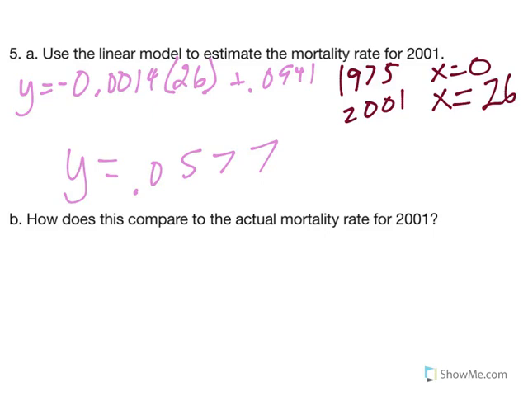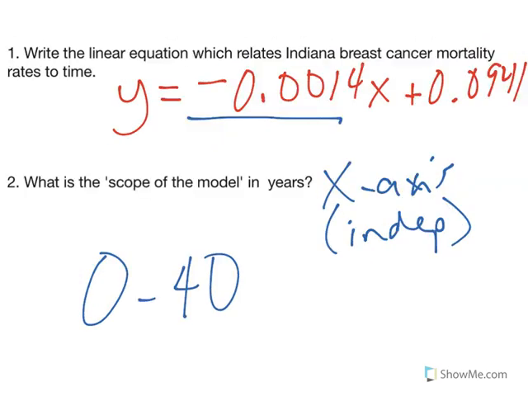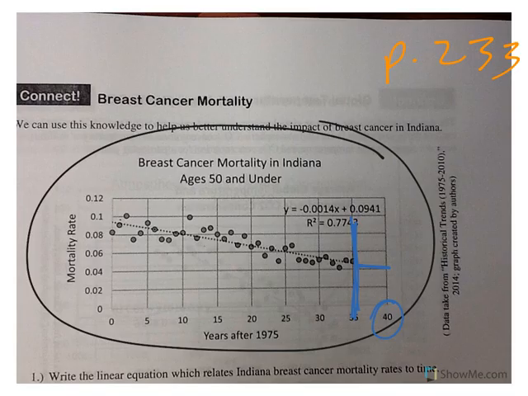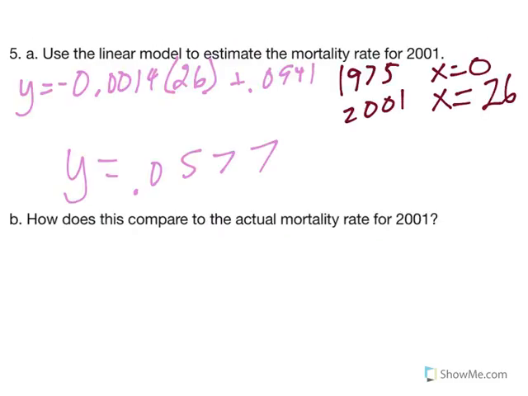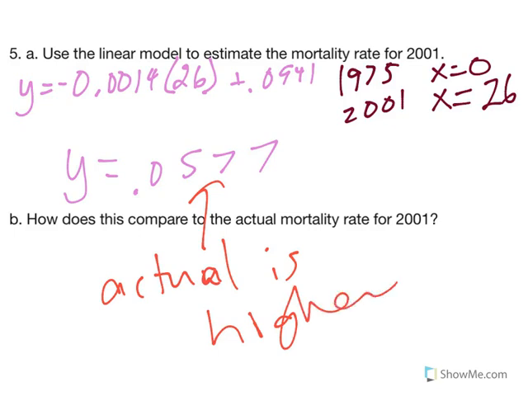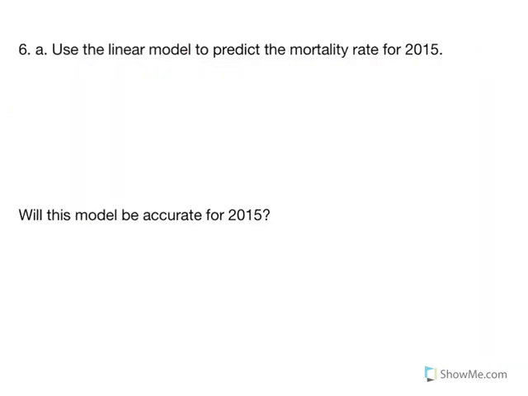How does this compare to the actual mortality rate? Well, let me go back to the graph here. What did we say? It was 26. So that's this dot right here, this line. So you can see the actual dot is higher than the estimate. So this right here is the estimate. The actual is higher than the estimate. And you get that from the graph, right? So again, we know that using the model is an estimate. Some of them are going to be lower, some of them are going to be higher. That's okay.